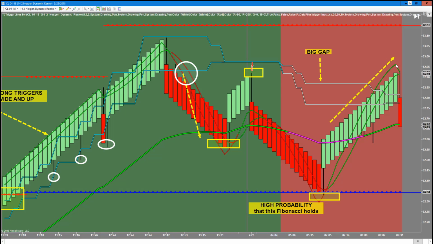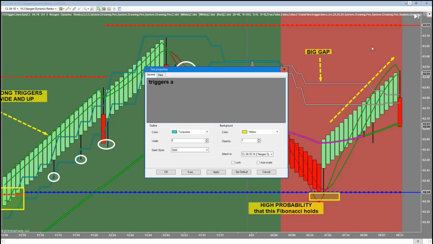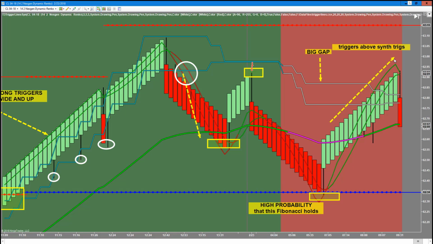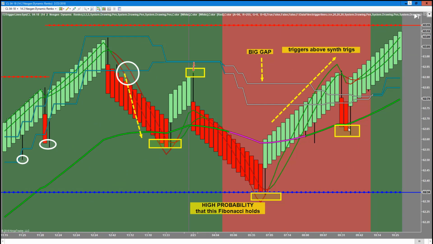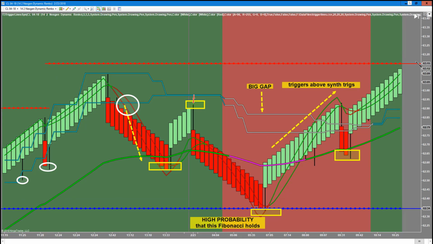Trigger line location is above, right? So if our synthetic triggers are violated by the small triggers in price, as we pull back again to support areas, green mid-bands, Fibonacci areas, we start to build a case for the market to go back up and to reach our next Fibonacci resistance, which, again, this would have been our target area.